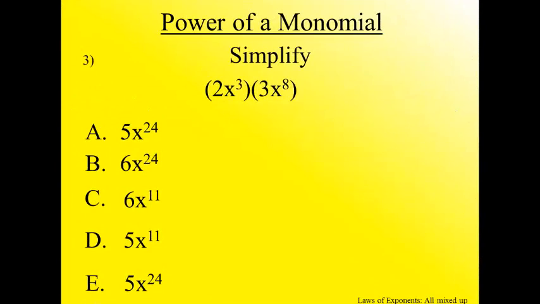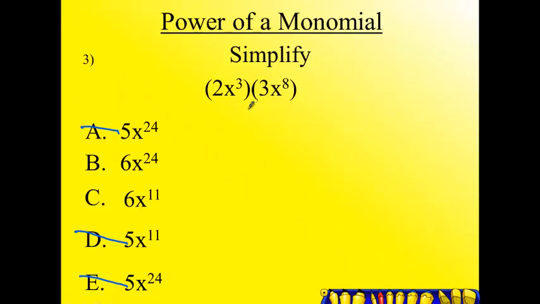Example number 3. So I have here a monomial times a monomial. We just need to multiply the two coefficients first. So 2 times 3. I hope that you will not choose 5. Okay, so we can cross out 5, cross this one out, cross this one out. Okay, just multiply 2 and 3. 2 times 3 will give us 6.